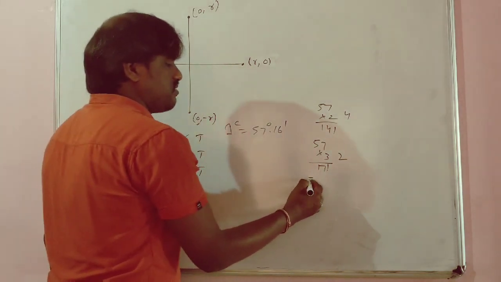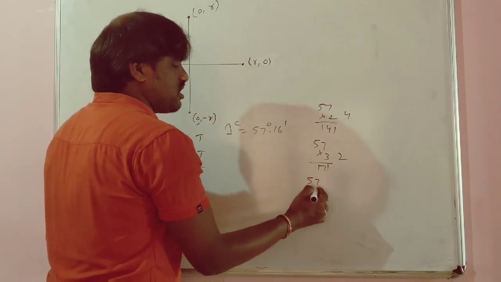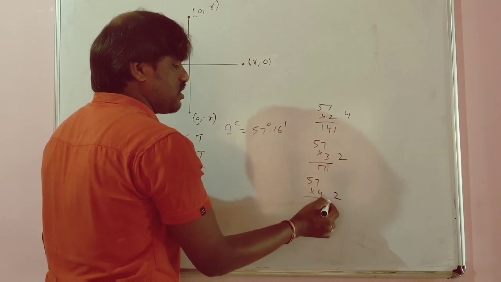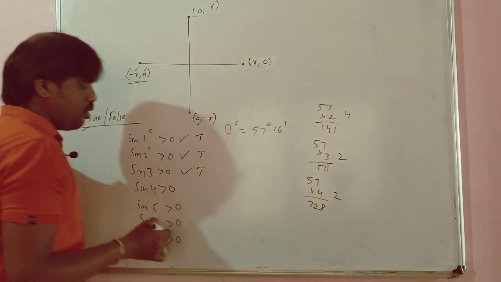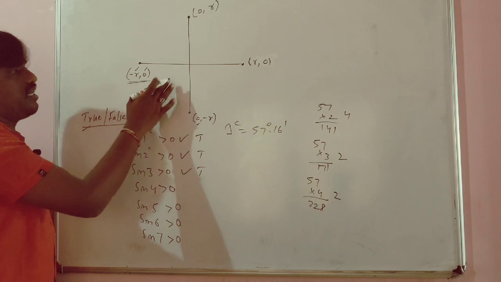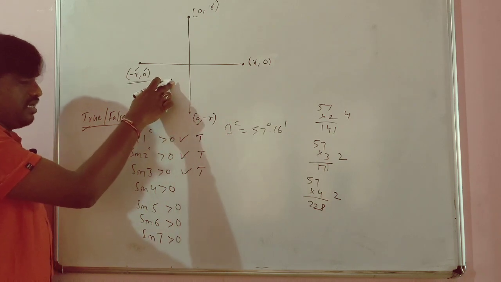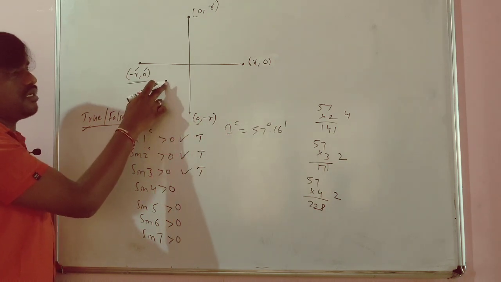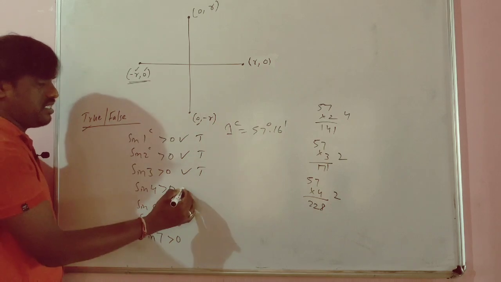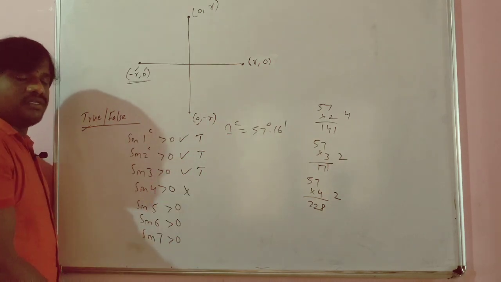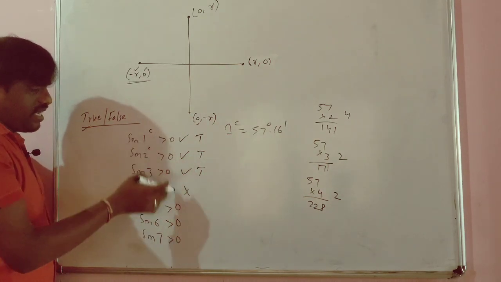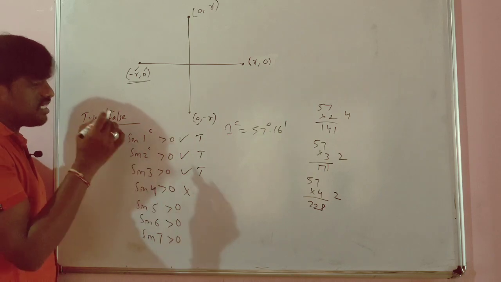Sine 4 degree, that is 57 into 4. 7 4s are 28, 5 4s are 20, so 228. 228 will come in which quadrant? This comes in the third quadrant, right? Third quadrant sign is negative. So the sign here is negative.